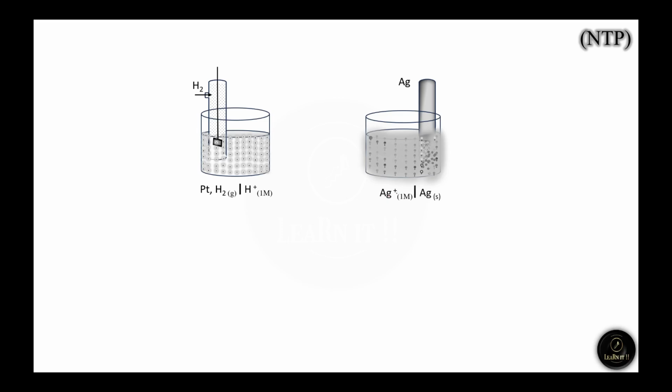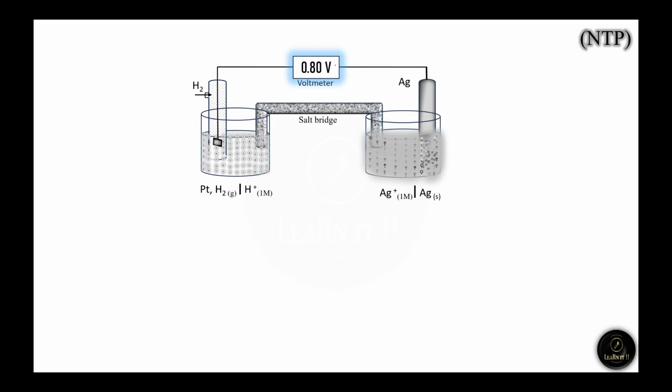Similarly, when we take hydrogen electrode and connect it with the silver electrode, here we are going to connect hydrogen, that is platinum wire, with the silver. In between them, voltmeter is placed, and the solutions are not in contact, so we introduce the salt bridge. So this time the voltmeter shows the reading of 0.80 volt. This 0.80 volt is the standard reduction potential of silver electrode.